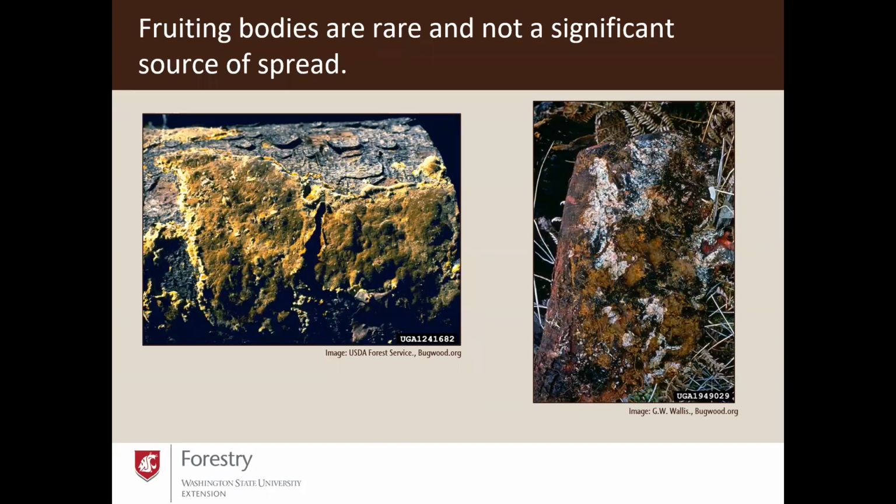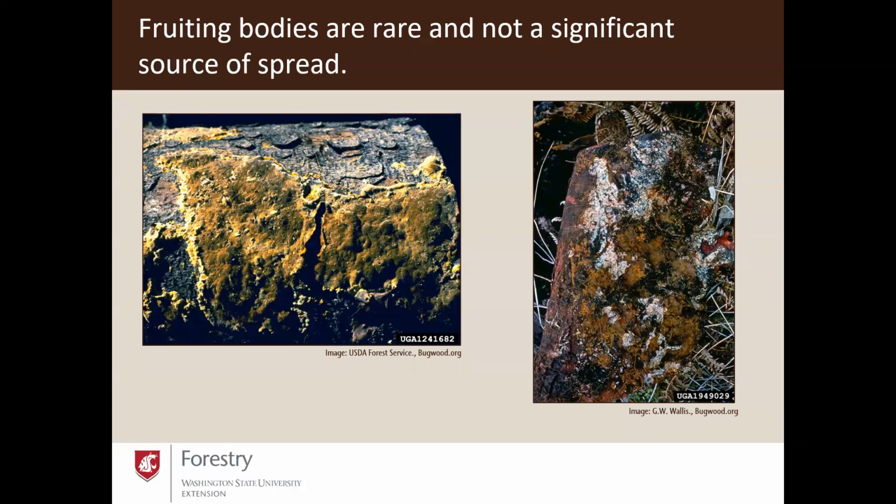For laminated root rot, fruiting bodies are rare. You will probably find them, if you do, on the undersides of downed trees, and they're kind of just a little crust there. So here we see in these photos that kind of brown mottled crust on those pieces of wood. And these fruiting bodies, that's what's going to distribute spores. But fruiting bodies and spores are not thought to be a major source of spread for laminated root rot.